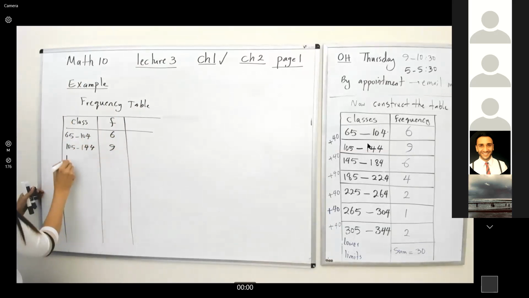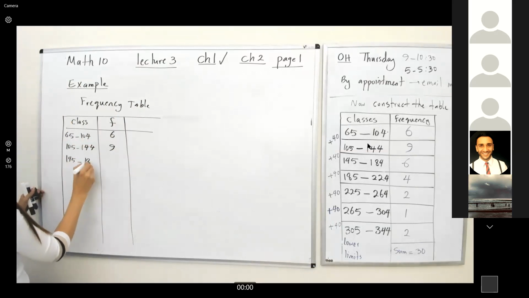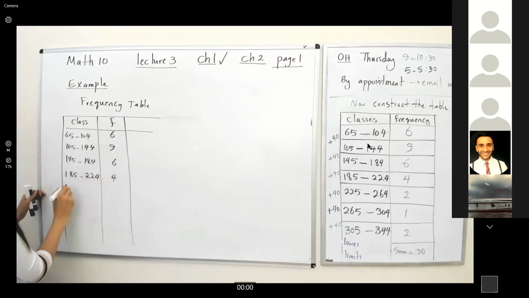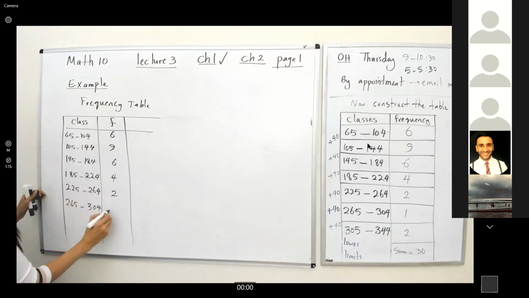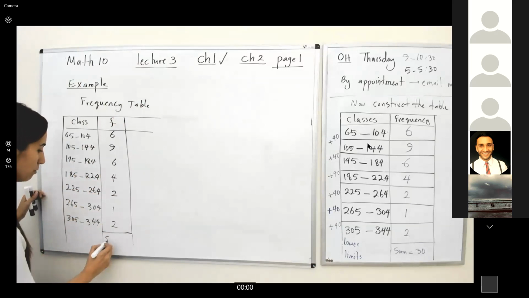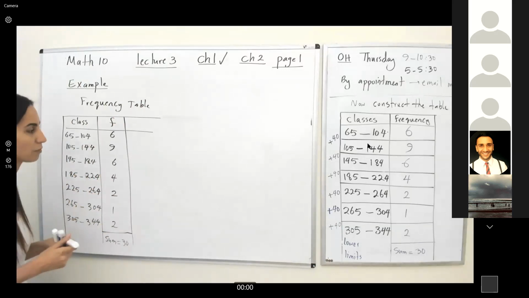Then I have 145 to 184. It is 9. Then I have 185 to 224 with frequency 6. Then 225 to 264 with frequency 4. 265 to 304, which is 2. 305 to 344 with frequency 1. And then I have my last class with frequency equal to 2. And note that the sum is 30.